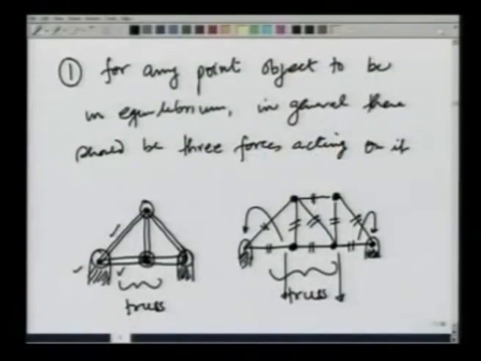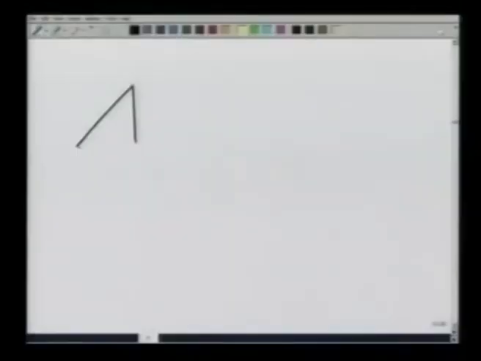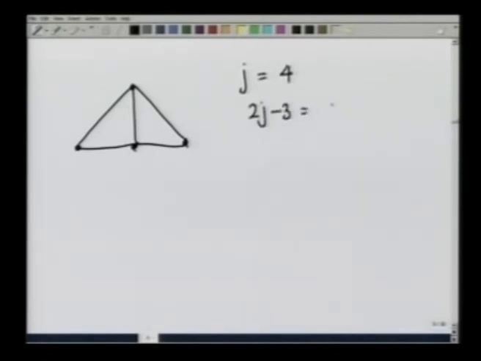So, the first structure that I made was this one and the second one was this one. Let us see that. The first structure that I made was like this. Number of joints is equal to 1, 2, 3, 4. So, 2j minus 3 is equal to 8 minus 3, which is equal to 5, and I have precisely 1, 2, 3, 4, 5 members. This is a statically determinate structure.